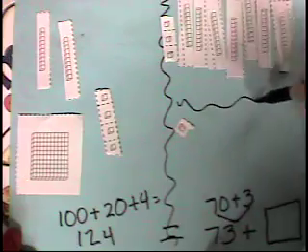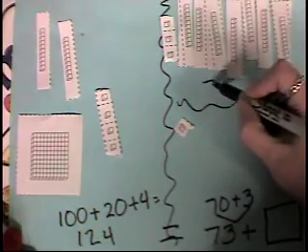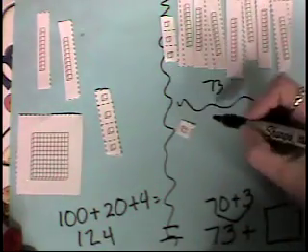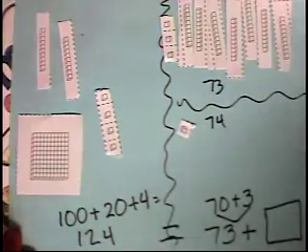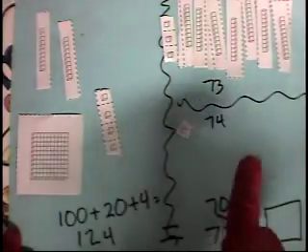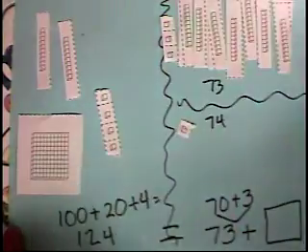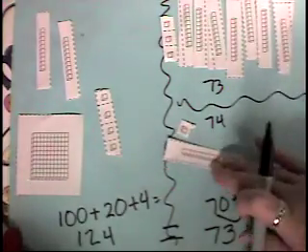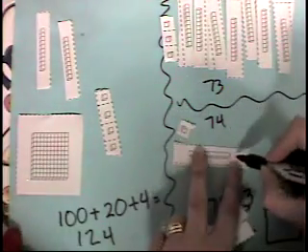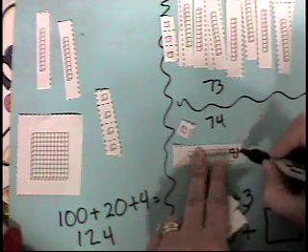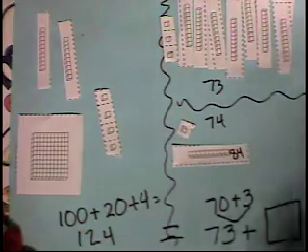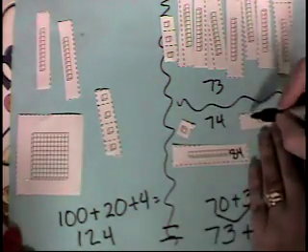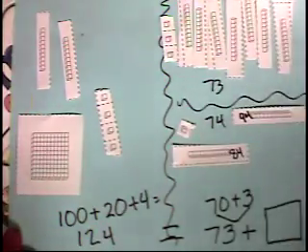Here's my new piece. This was 73. You added this 1, and now you're at 74. Now if I add some more 10s, that's 84. That makes 84. Put another one on. That's going to make 94. Kind of like counting back change.